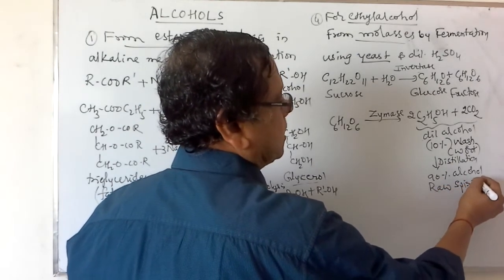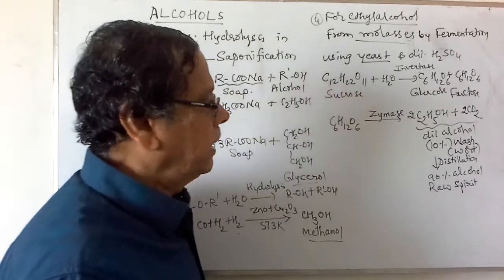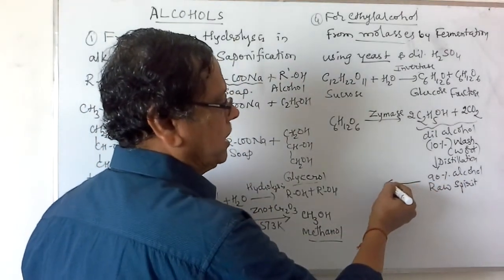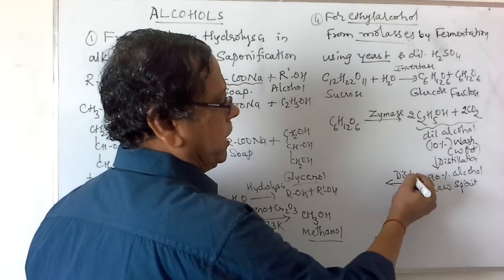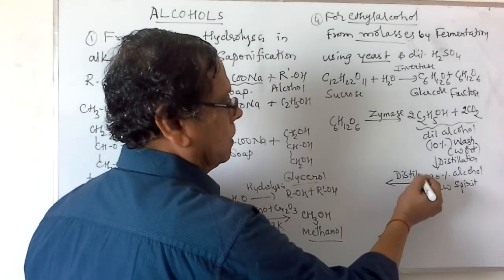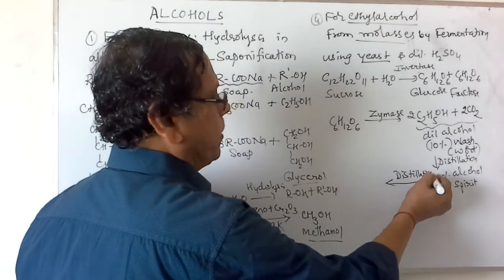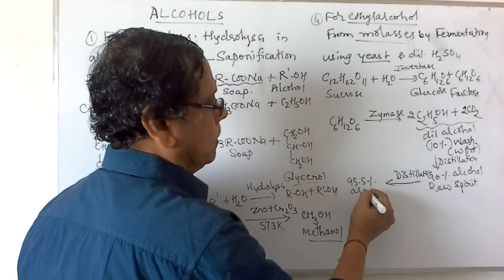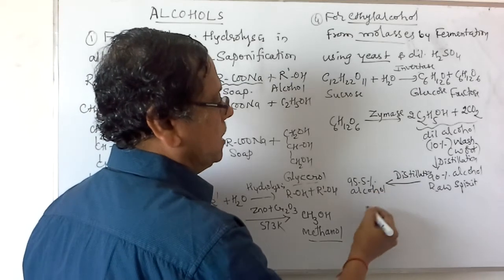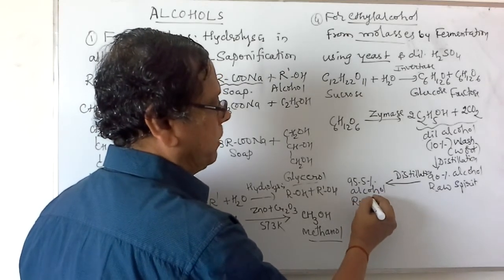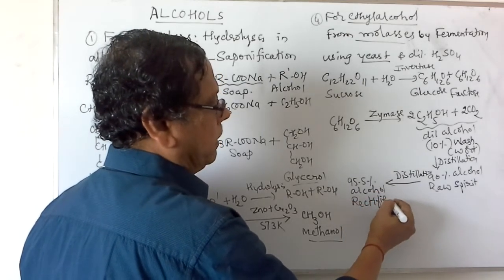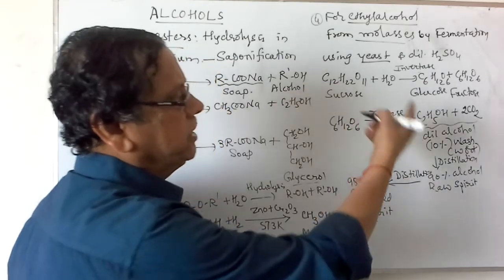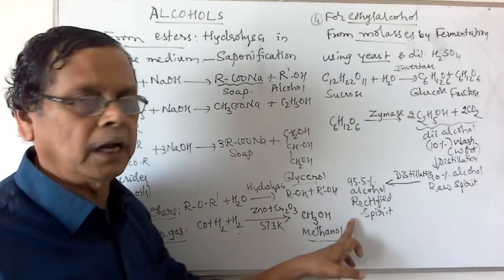The remaining 10% of water will be present. Excess of water is evaporated. This is then subjected to further distillation when we get about 95.5% alcohol. This is called the rectified spirit. This is the industrial method for the manufacture of alcohol.